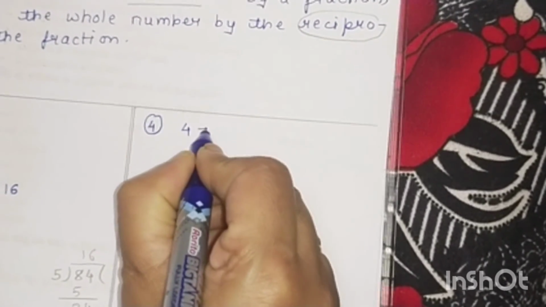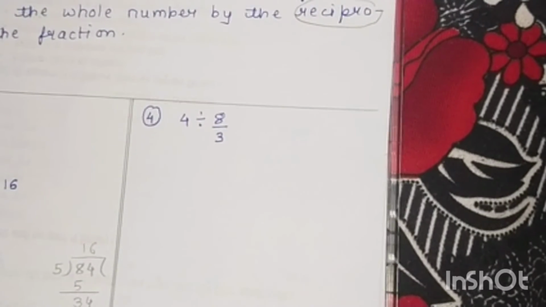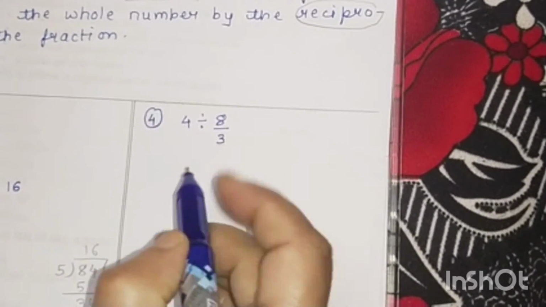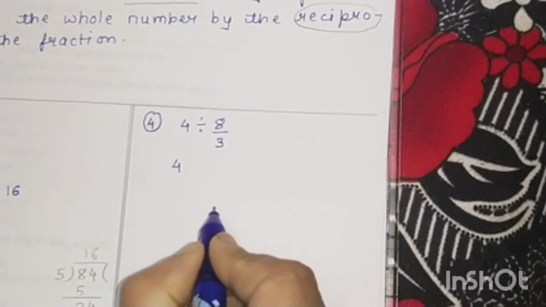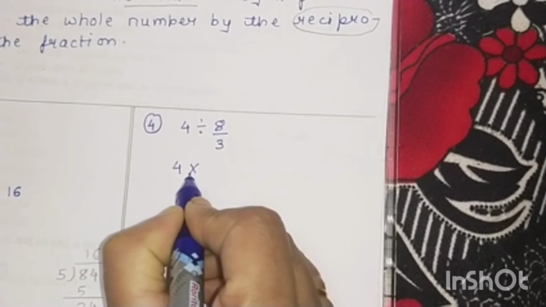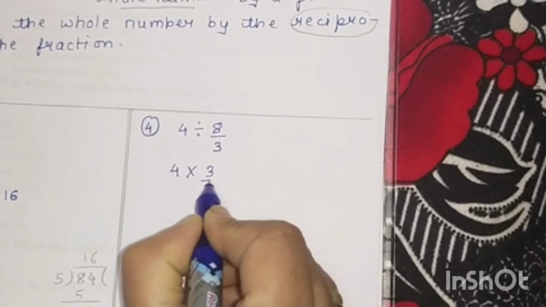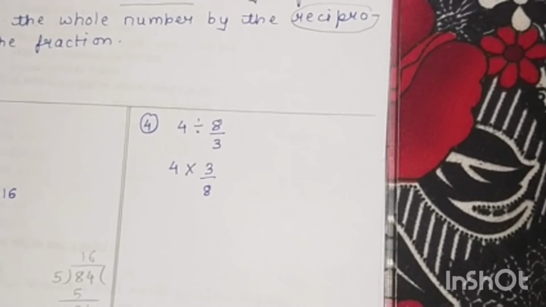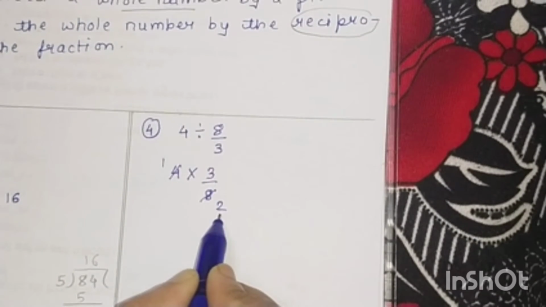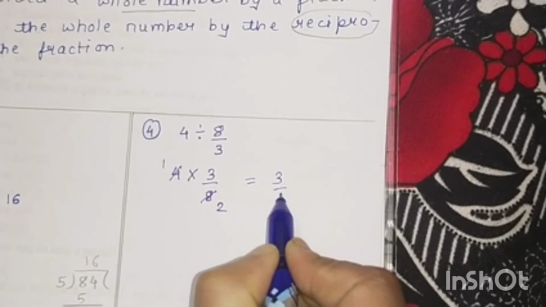Fourth sum is 4 divided by 8 by 3. Okay, again 4 is a whole number, 8 by 3 is a fraction. We will keep the first as it is. Second, we will remove the division sign, put the multiplication sign. Third step, take the reciprocal of the fraction. So it will become 3 by 8. Correct? Now there is a common factor. 4 1s are 4, 4 2s are 8. Now it is not cut further, so the answer is 3 by 2.